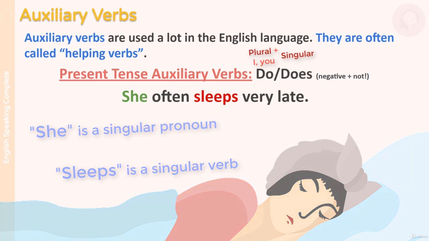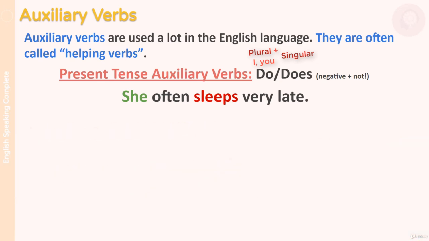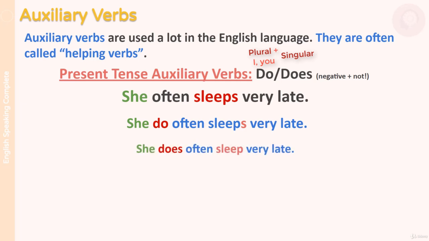She often sleeps very late. Now let's add our auxiliary verb before the main verb sleeps. When we add the auxiliary verb, it will become the main verb of the sentence. So we need to make sure we use the correct plural or singular verb form, either do or does. She do often sleeps very late. Now that sounds clunky. It's not right. She do often sleeps. So we're still using the singular verb form here, very late. Here we go. She does often sleep very late.